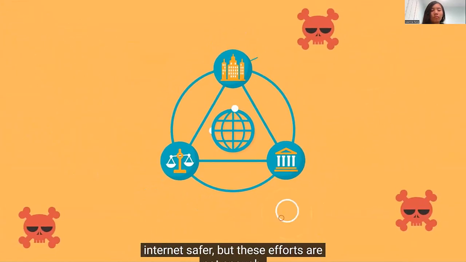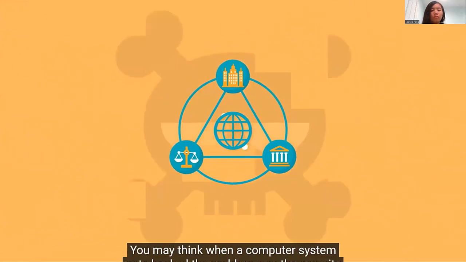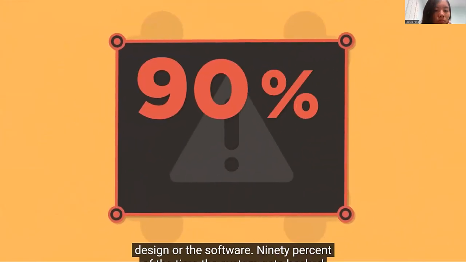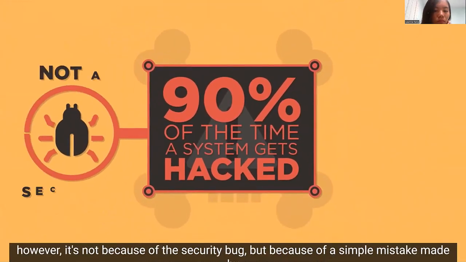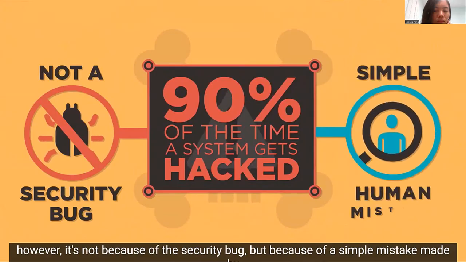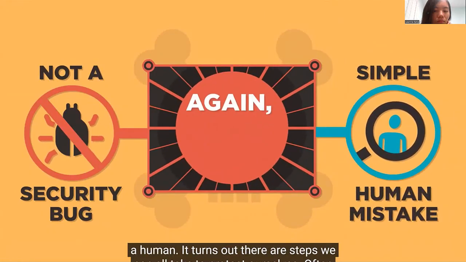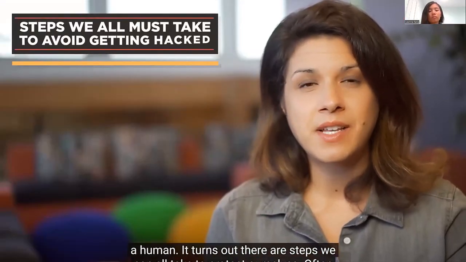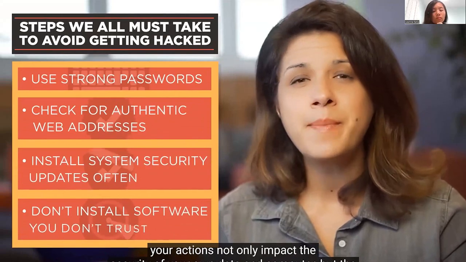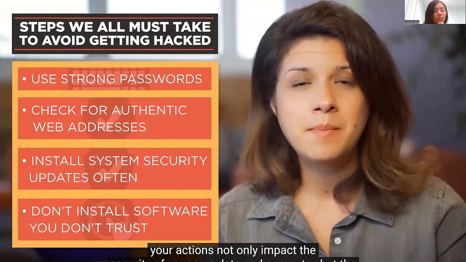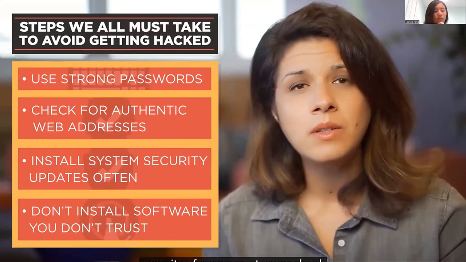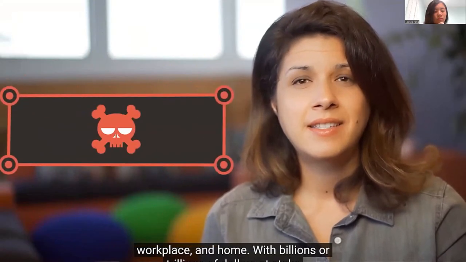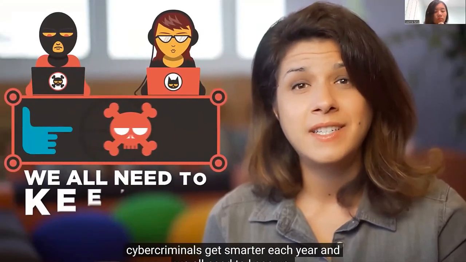Fortunately, there are many companies, laws, and government organizations working to make the internet safer, but these efforts are not enough. You may think when a computer system gets hacked, the problem is the security design or the software. 90% of the time a system gets hacked, however, it's not because of a security bug, but because of a simple mistake made by a human. It turns out there are steps we can all take to protect ourselves. Often, your actions not only impact the security of your own data and computer, but the security of everyone at your school, workplace, and home. With billions or trillions of dollars at stake, cyber criminals get smarter each year, and we all need to keep up.